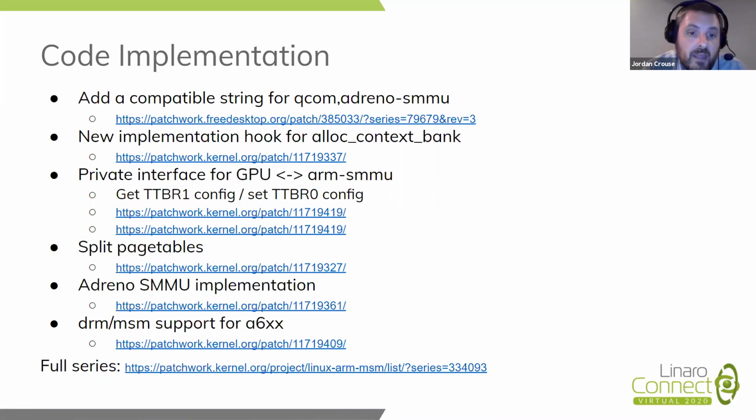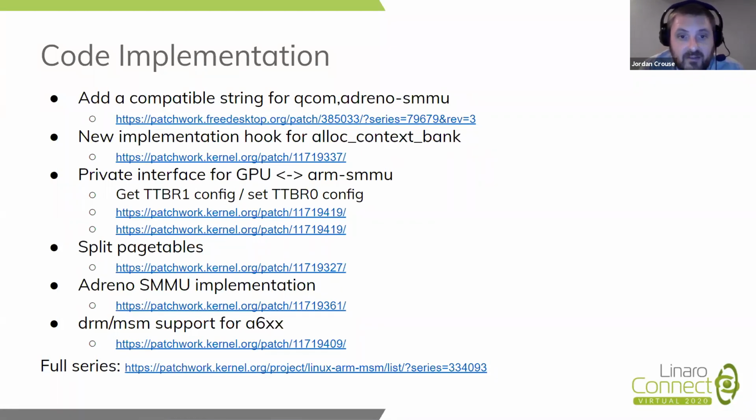Then the next step would be to create a private interface. Nearly everything else after this point will be through the private interface. There won't be any IOMMU domains, attributes, or any sort of IOMMU API calls. So we had to set up a private interface for the GPU and the ARM SMMU, and it was suggested that we do this as part of the device struct.